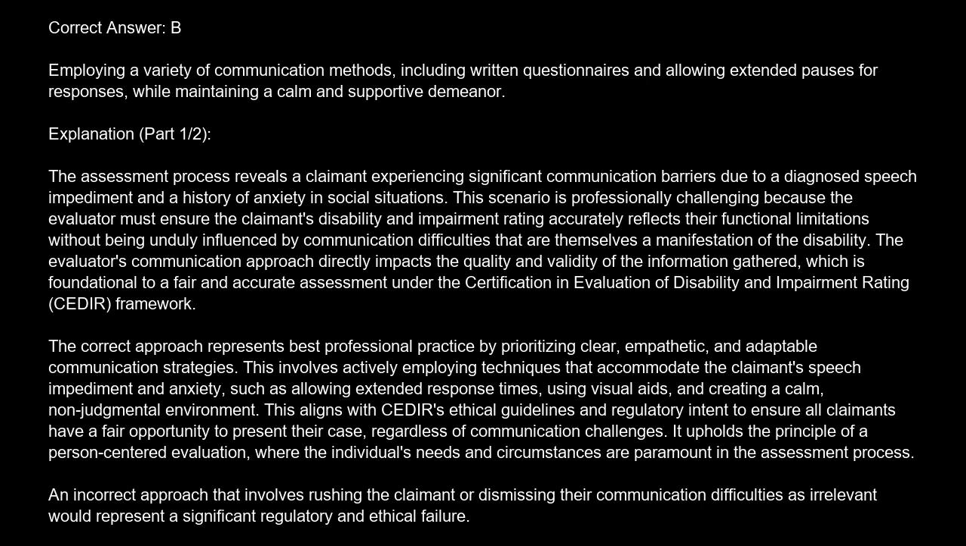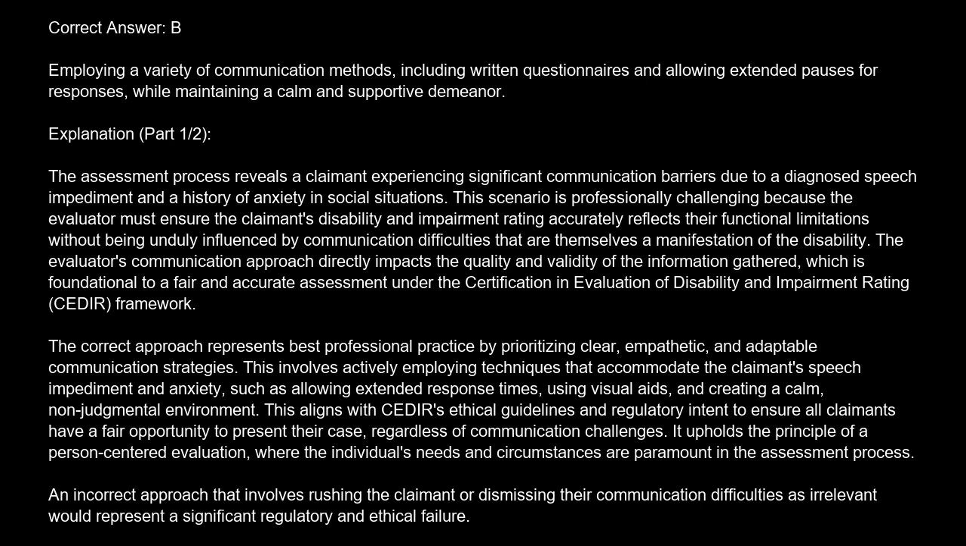The correct approach represents best professional practice by prioritizing clear, empathetic, and adaptable communication strategies. This involves actively employing techniques that accommodate the claimant's speech impediment and anxiety, such as allowing extended response times, using visual aids, and creating a calm, non-judgmental environment. This aligns with CEDIR ethical guidelines and regulatory intent to ensure all claimants have a fair opportunity to present their case, regardless of communication challenges. It upholds the principle of a person-centered evaluation, where the individual's needs and circumstances are paramount in the assessment process.